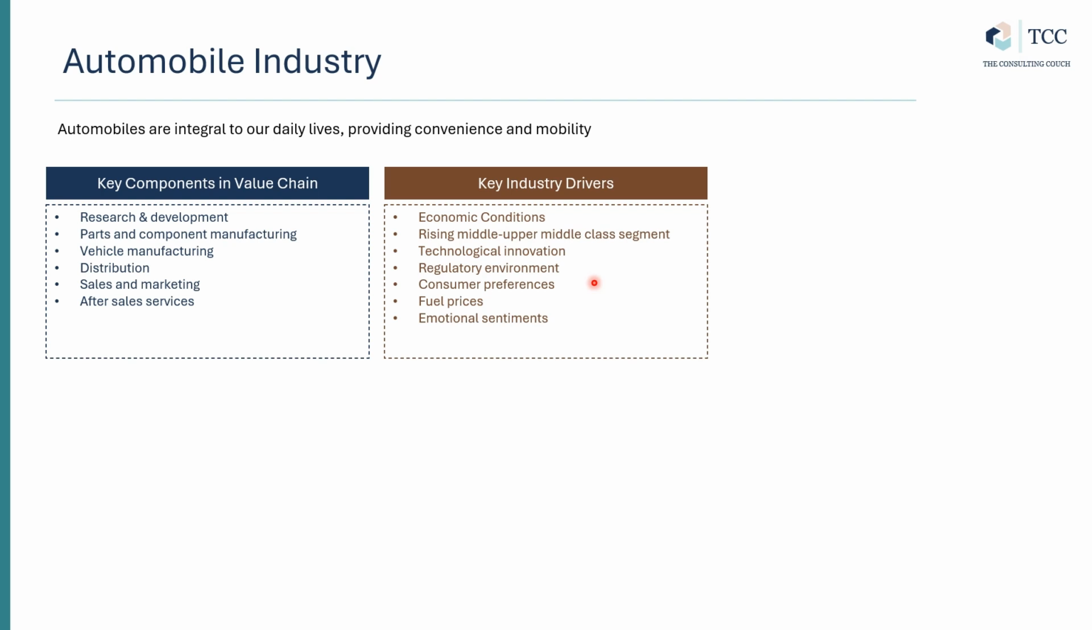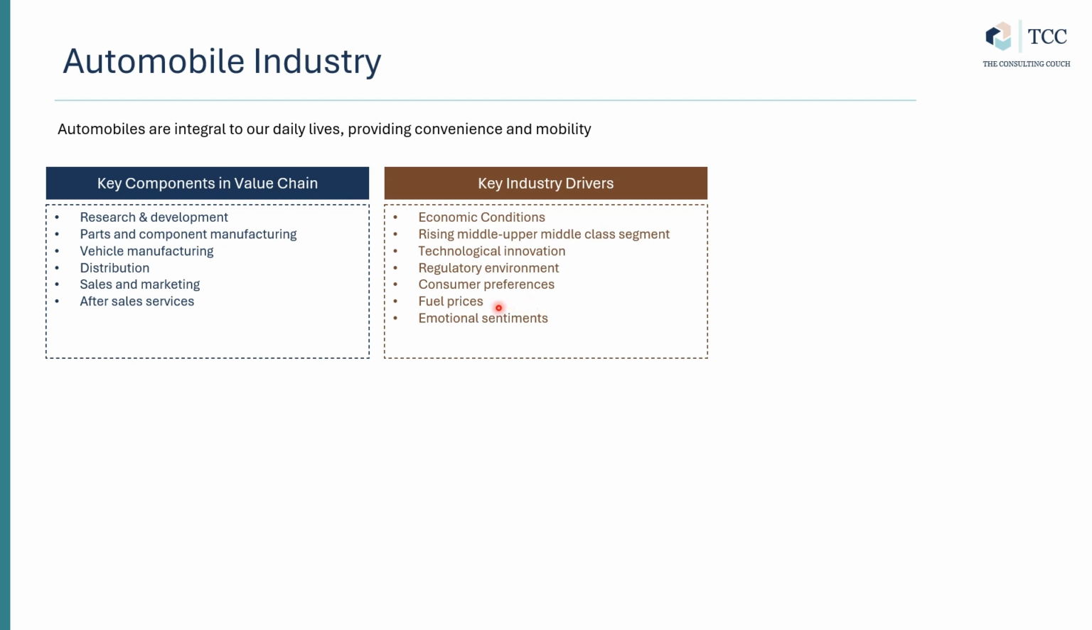Let's say government decides that they are going to give certain amount of subsidy towards EVs, electric vehicles. The sales of EVs are going to increase, of course. So the regulatory environments are very important when it comes to automobile industry. Consumer preferences. Now, depending upon the need of the buyer, a consumer can prefer specific vehicles such as SUVs, sedans, hatchbacks, electric vehicles, commercial vehicles, etc.